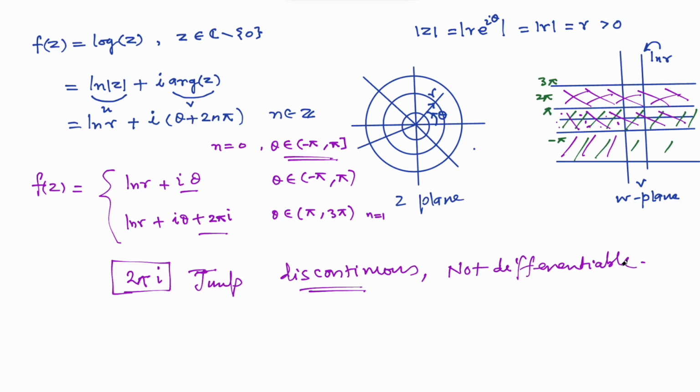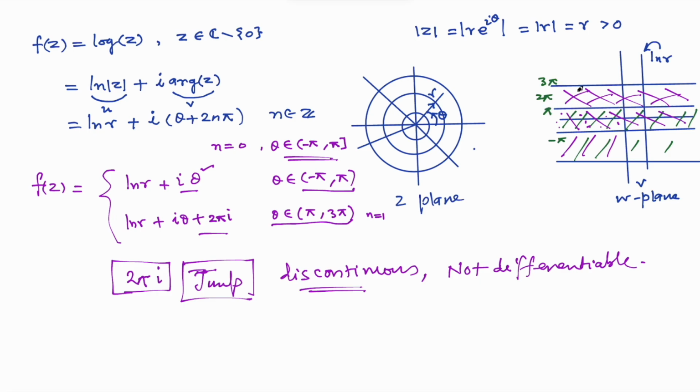So in general, this is not differentiable, and in general not continuous, because of the jump of 2 pi i. But if you define this function only in this range, then your function is very well continuous and very well differentiable. But at the branch line, just above the branch line and below the branch line, the function has two different values, and the function is not defined on the branch.